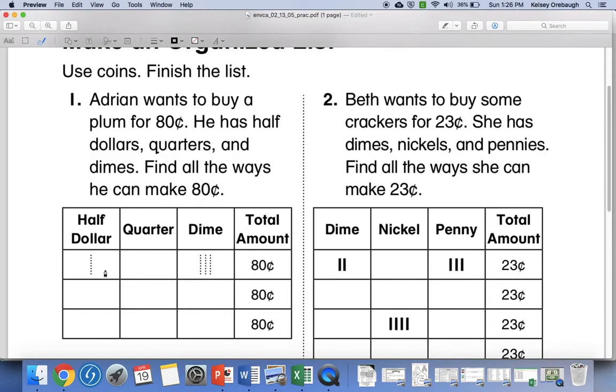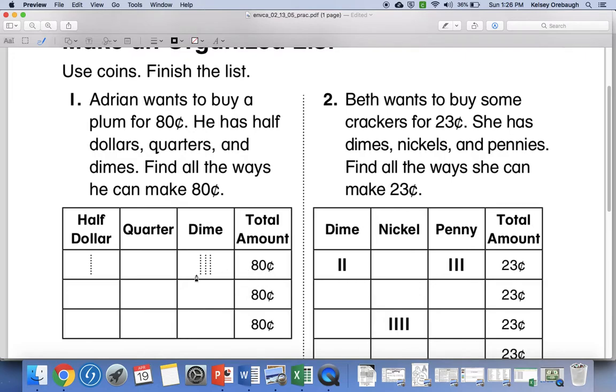The first one has been done for us. We see that Adrian used a half dollar and 3 dimes to make 80 cents. Now let's add that up. We know that a half dollar equals 50 cents, and dimes are 10 cents each. So if we have 3 dimes, that's 10, 20, 30. 50 plus 30 equals 80. Think of it like 5 plus 3. 5 plus 3 equals 8. So 50 plus 30 equals 80. That is one way he can use his coins to make 80 cents.